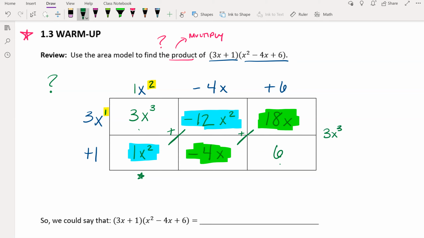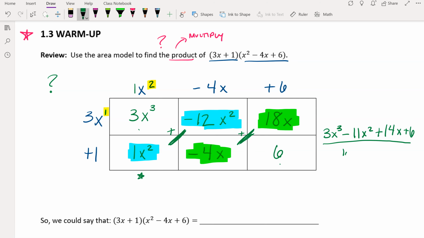Let's add the 1x squared minus 12x squared. 1 minus 12 is negative 11x squared. Let's add the negative 4x plus 18x. That would be positive 14x. And then last, we have plus 6. Okay, cool. This is our final answer.